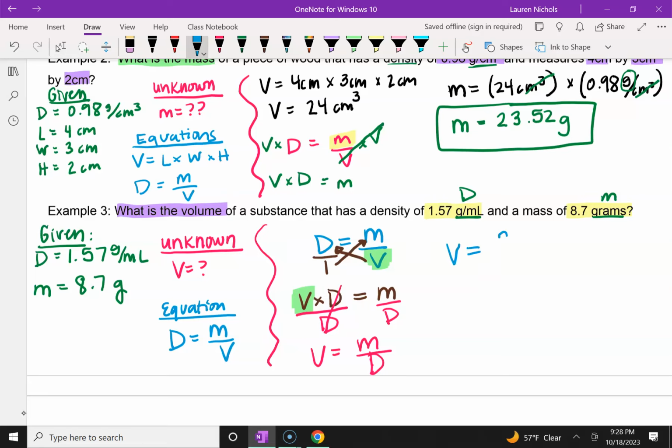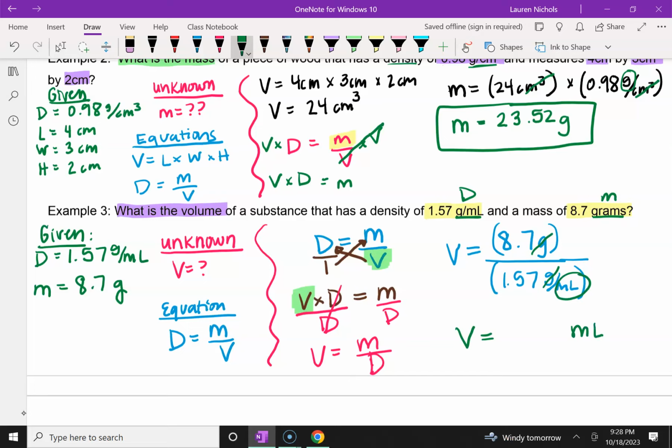Okay, so now that we know that volume is equal to mass divided by density, we can plug in our numbers. 8.7 grams for our mass divided by 1.57 grams per milliliter. We see that we have grams in the top and the bottom here, so that's going to cancel out. That's going to give us just milliliters, which is good because volume is accurately measured using the unit of milliliters. And so 8.7 divided by 1.57 is going to give us 5.54 milliliters when rounded to 2 numbers after the decimal.